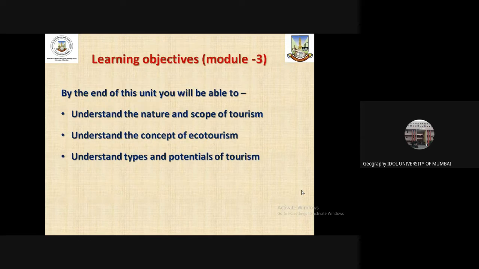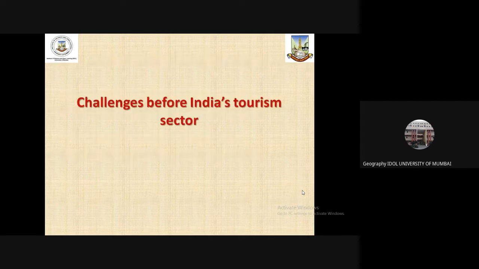Before we actually look into the core part of the lecture planned for the day, let us have a look at the learning objectives for this module. By the end of this unit, we will be able to understand the nature and scope of tourism. We will be able to understand the concept of ecotourism, and we will also be able to understand different types and potentials of tourism in the Indian context.